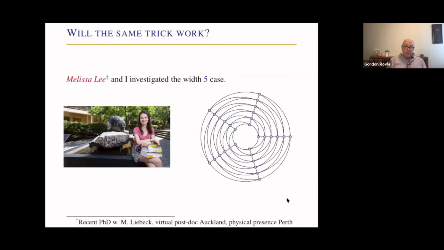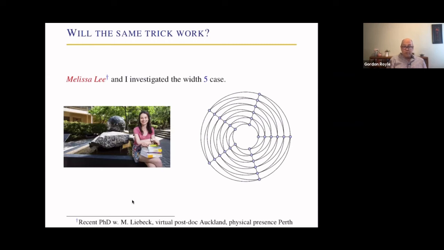Okay, so I thought, well, let's just do the same thing that we did with chromatic roots at 4. We'll take a lattice graph, and then we'll bung some end graphs into it, and we'll hope for the best. Okay, so I did this with Melissa Lee a few years ago. Melissa has just completed her PhD with Martin Liebeck. She's doing a postdoc at the University of Auckland, but due to COVID, she's actually physically present in Perth. So the modern academic is simultaneously everywhere in the world.